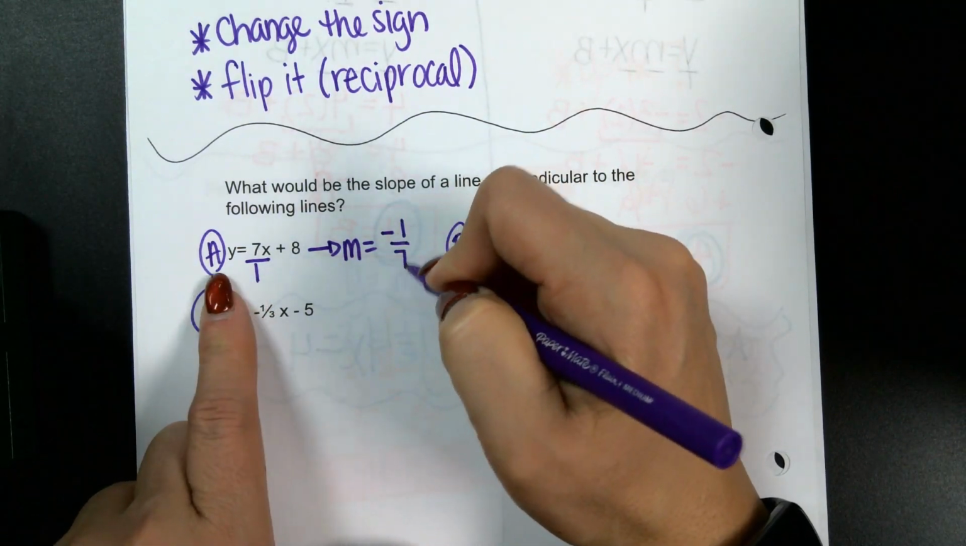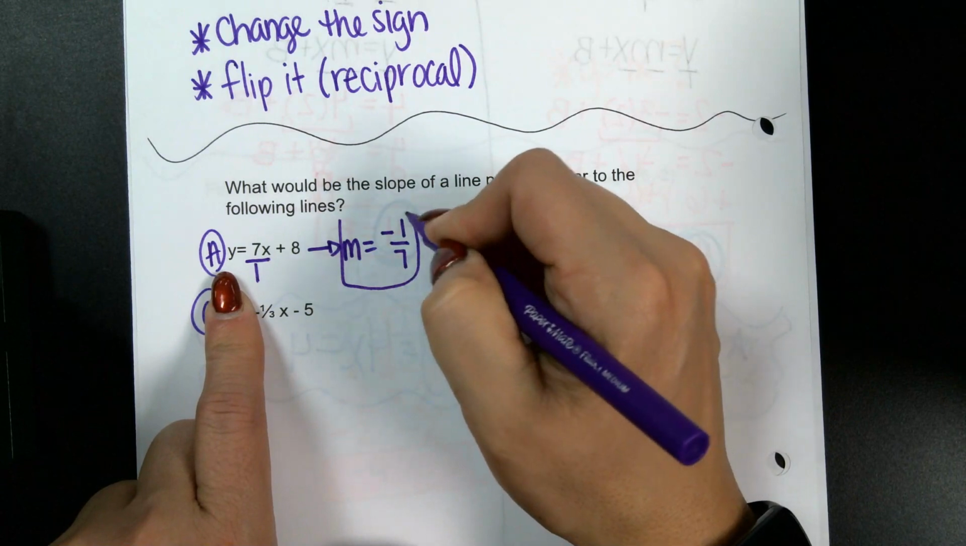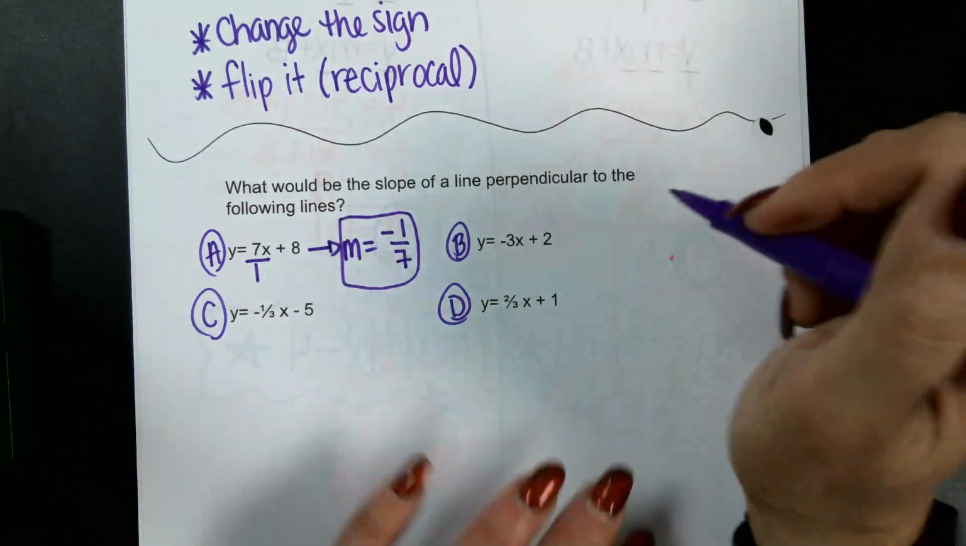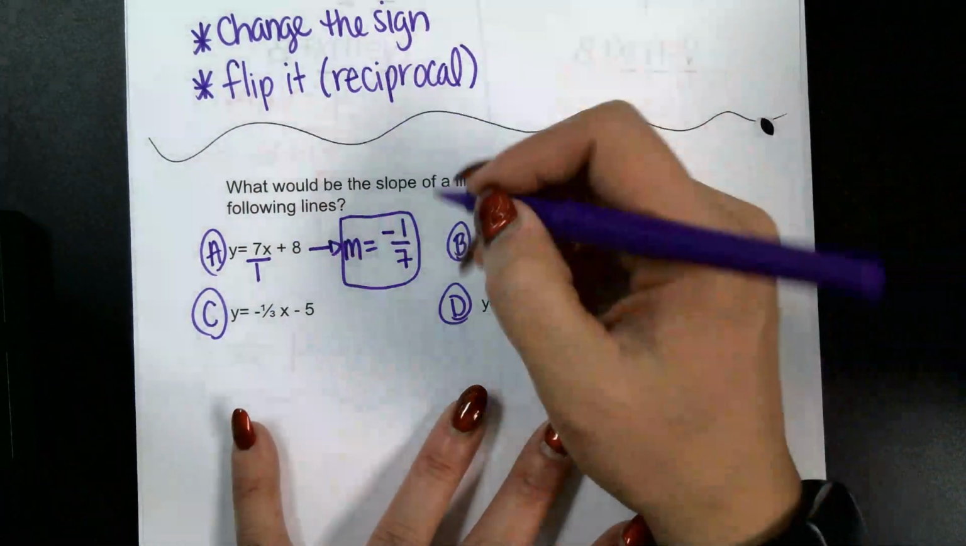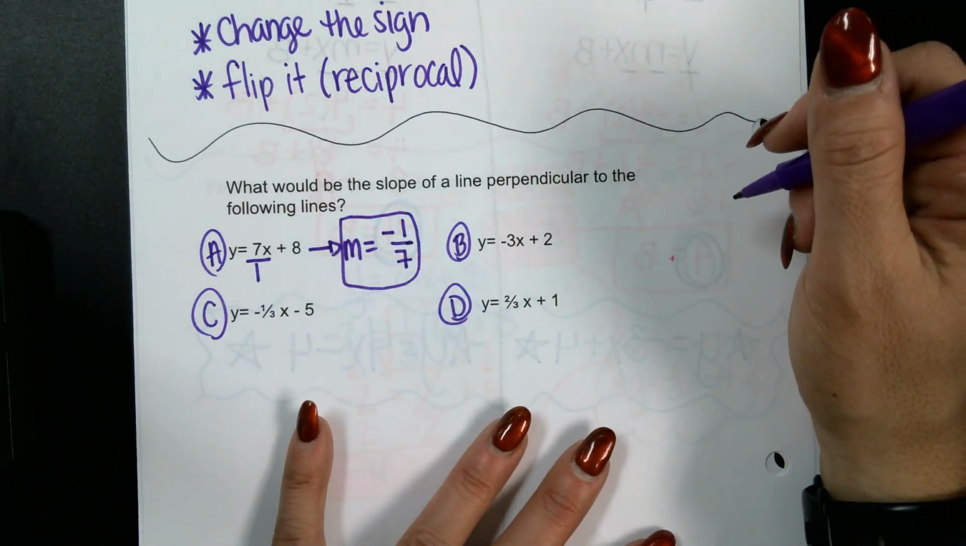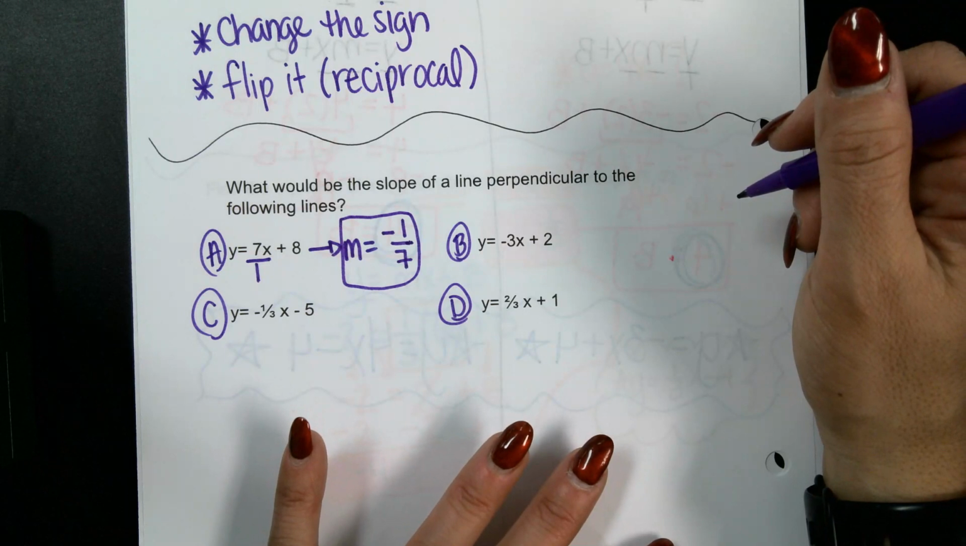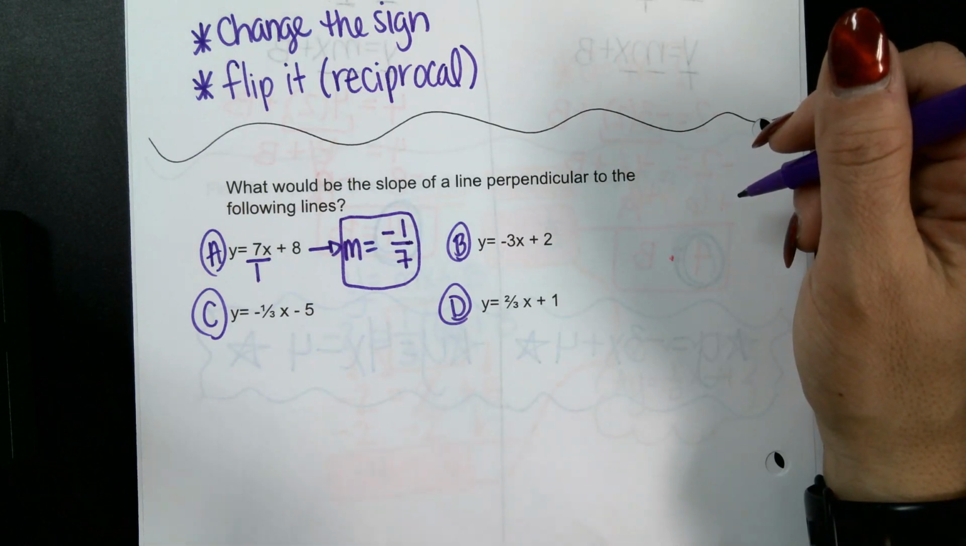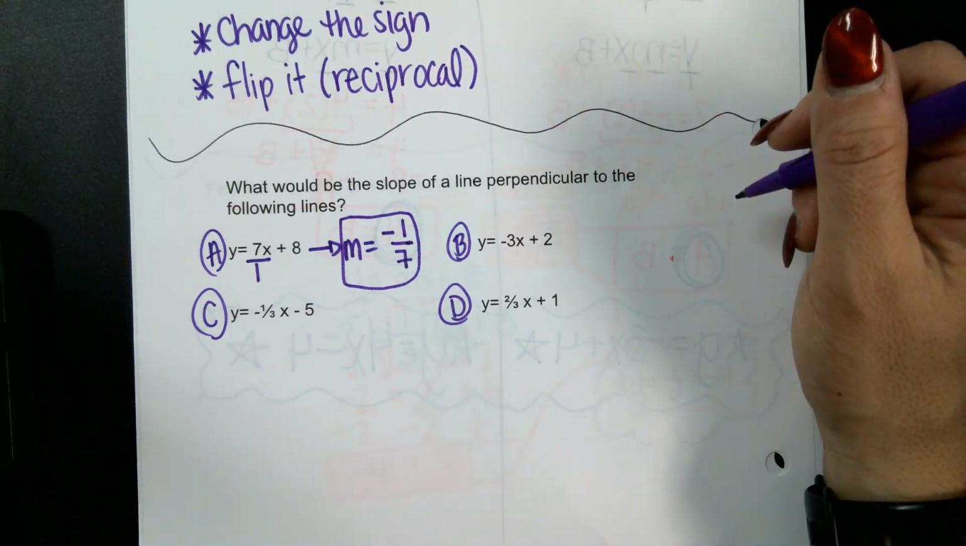Negative 1 over 7. That's the slope we would have to use, because we would change the sign and we would flip it upside down. Is everybody okay with that? It's 2 steps. Flip it, change the sign.